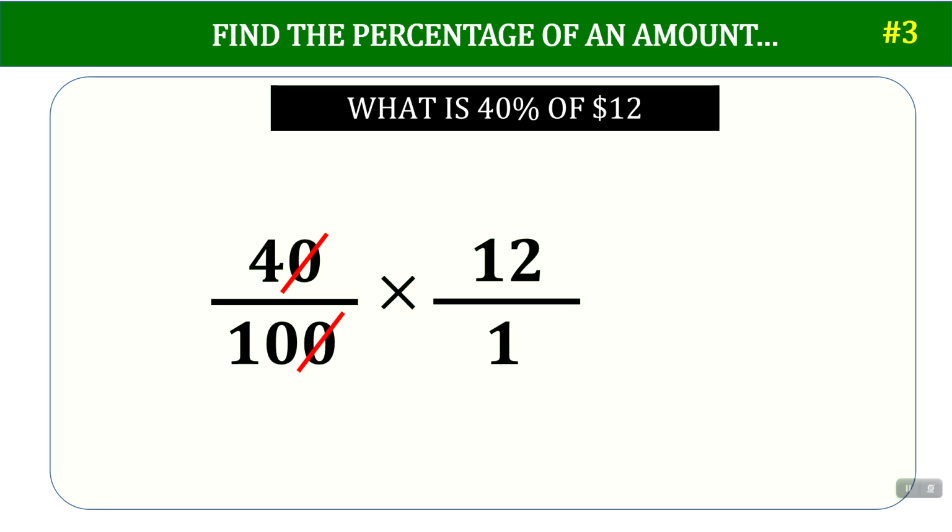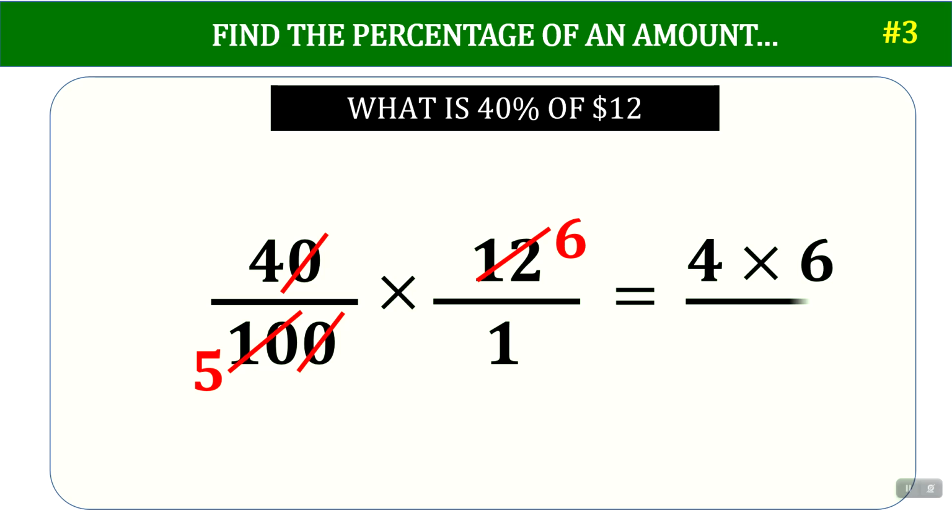And for this question, I'm going to use the 10 and the 12. And I know that 10 and 12 are in the 2 times table, and they both can be divided by 2. So we are going to ask ourselves, how many times can 2 go into 10? I know that's 5. And how many times can 2 go into 12? That's 6. And now we multiply numerators, 4 times 6, and we multiply denominators, 5 times 1, and 4 times 6 is 24. 5 times 1 is 5. And now our answer is 24 over 5.